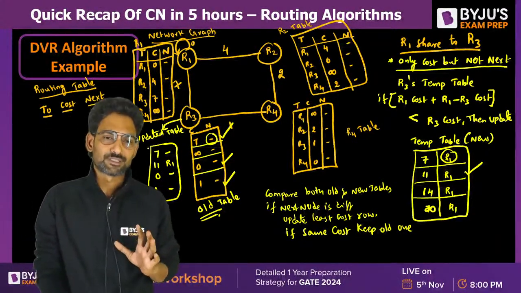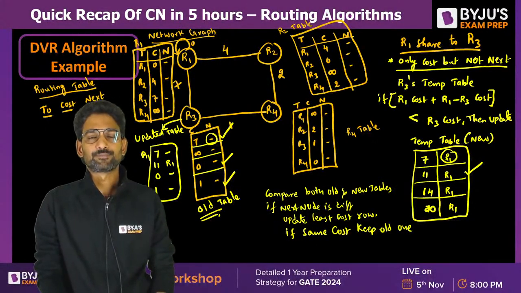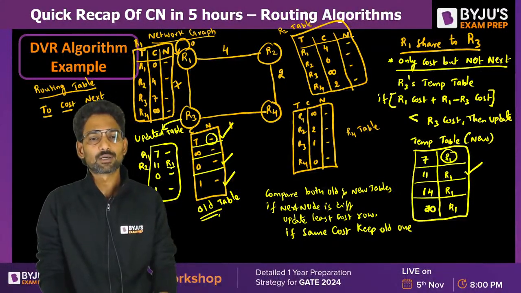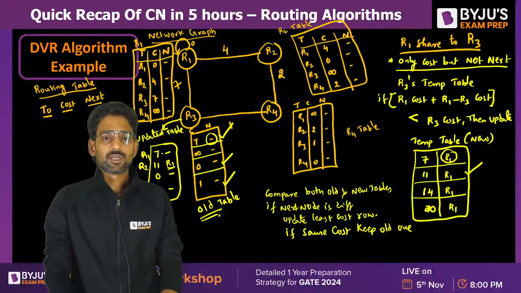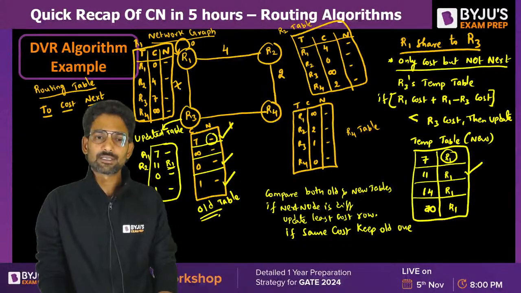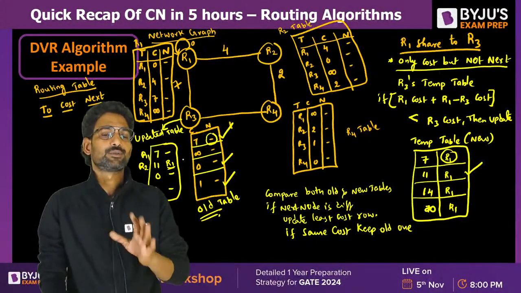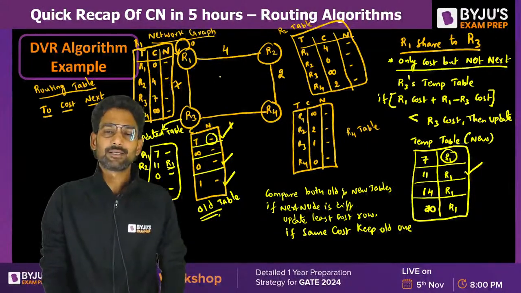What is the meaning of this? R3 can reach R1 at cost 7. No intermediate. No next node. R3 can reach R2 at cost 11 through R1. This next is telling through whom you are going. Is it so? R3 to R2 through R1 cost is 11. 7 plus 4, 11. R3 to R3, 0. R3 to R4, 1. So guys, this is the R3's updated table.